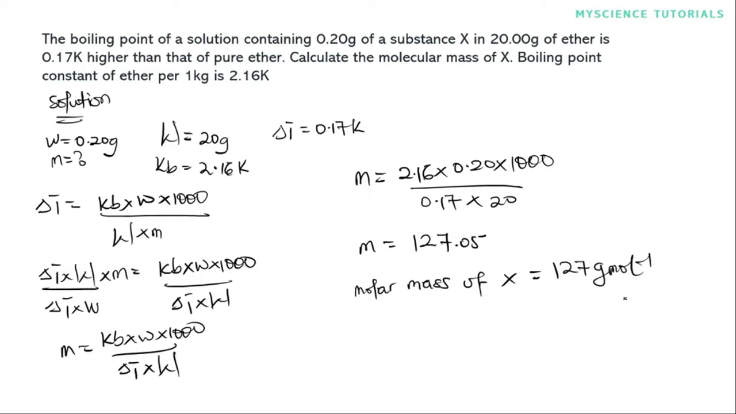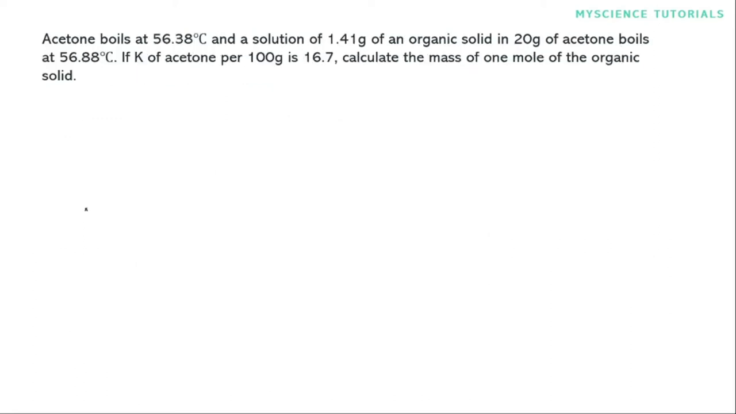Alright, so let's have a look at another example. Example number 2. Acetone boils at 56.38 degrees Celsius and a solution of 1.41 gram of organic solute in 20 gram of acetone boils at 56.88 degrees Celsius. If K of acetone per 100 gram is 16.7, we have to calculate the mass of 1 mole of the organic solid. So let's look at our solution.